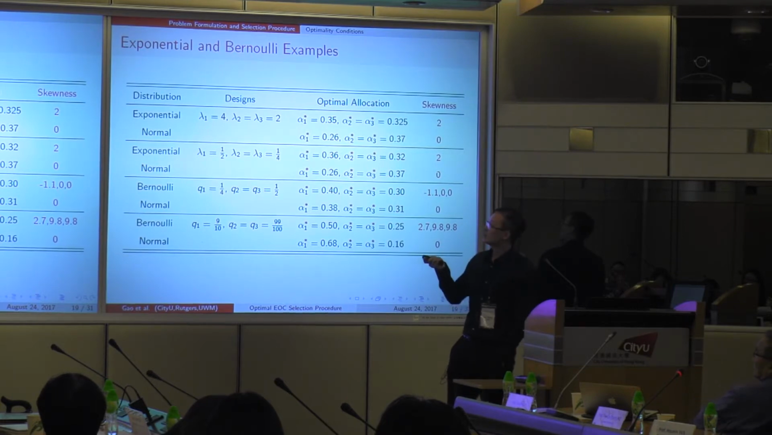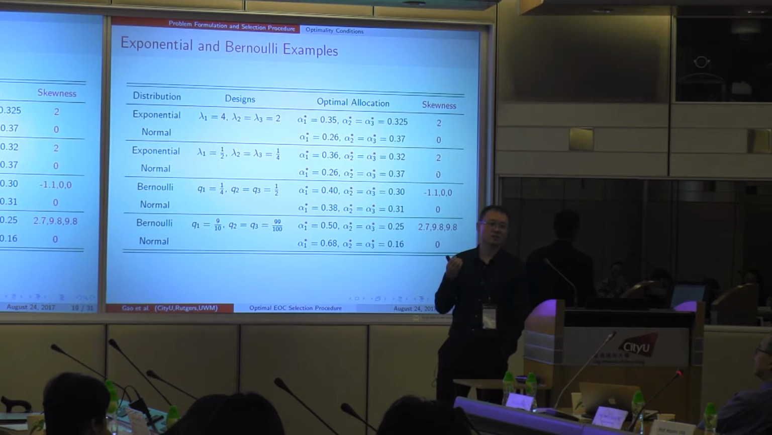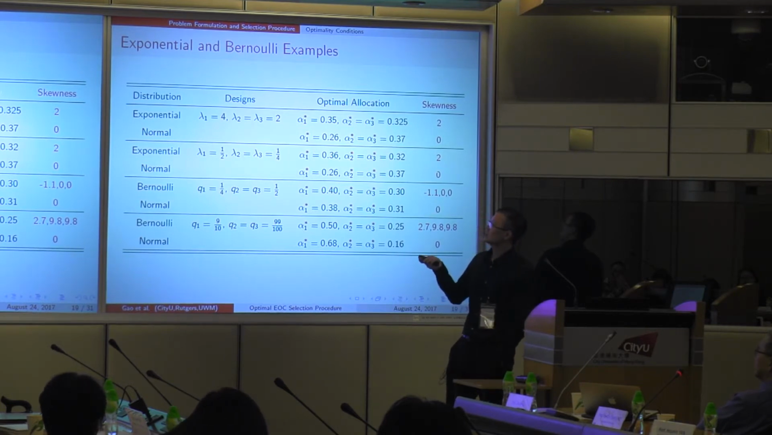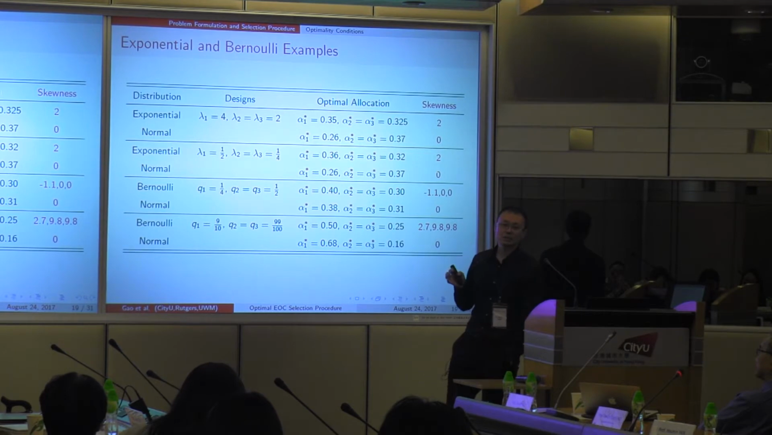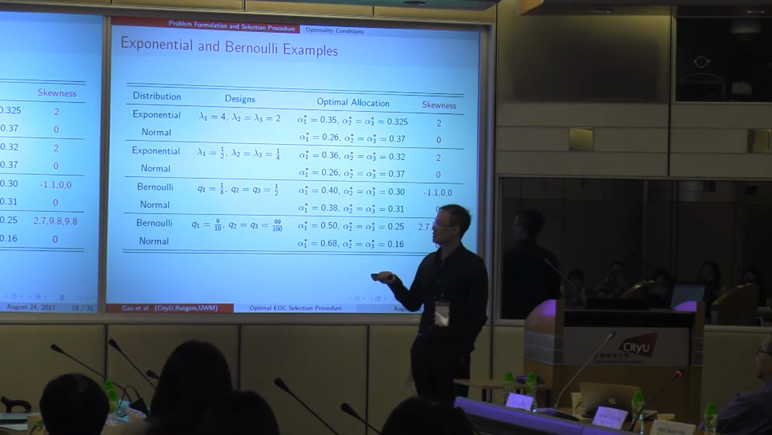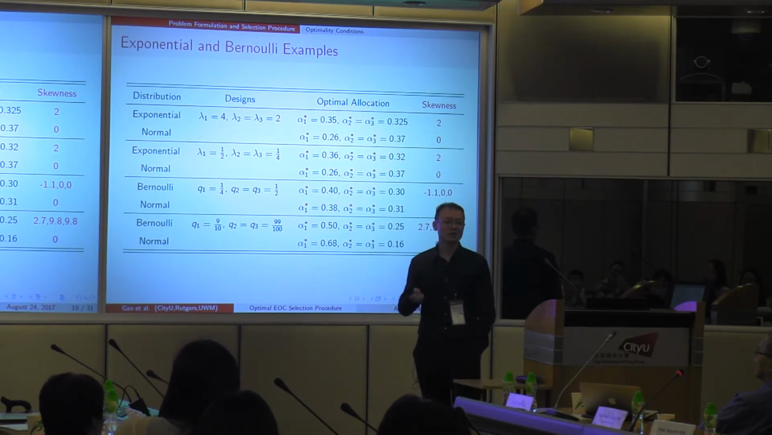For the first 2 examples, we know that the exponential distribution has a constant skewness of 2. So the difference is bigger in skewness, and so is the difference in the optimal allocation. In the last example, the 3 Bernoulli designs are highly skewed. Their skewness is far from 0. So the 2 optimal allocations are also far away from each other.